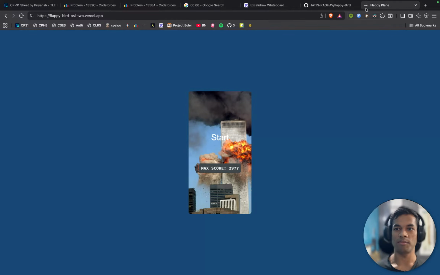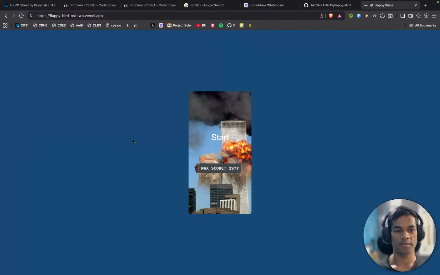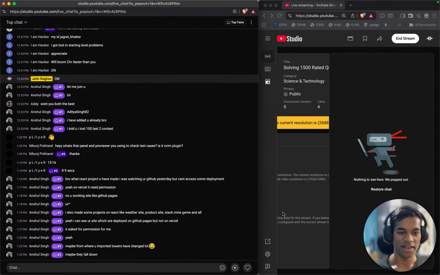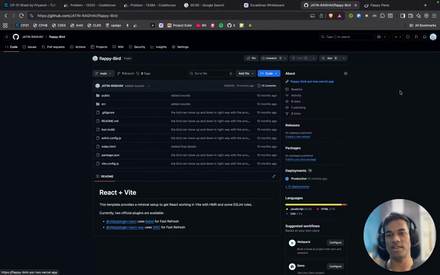And why is this plane going from right to left when our plane is going from left to right? And yeah, this is bad. Maybe the towers have changed. Lol, yes, that makes sense. And maybe they fell down. That also makes sense.